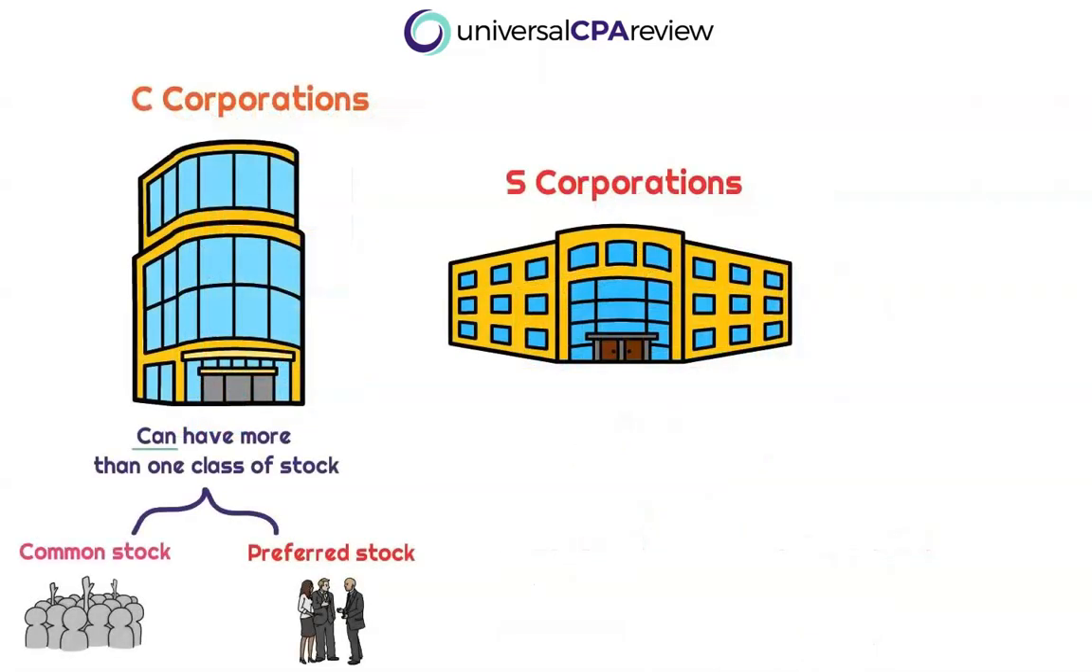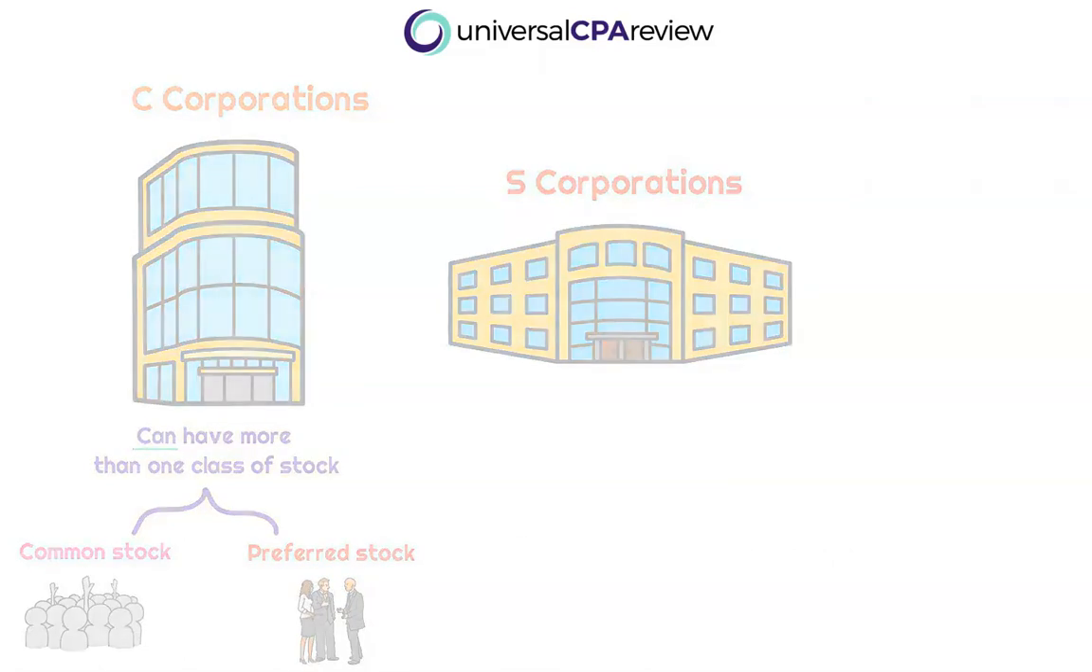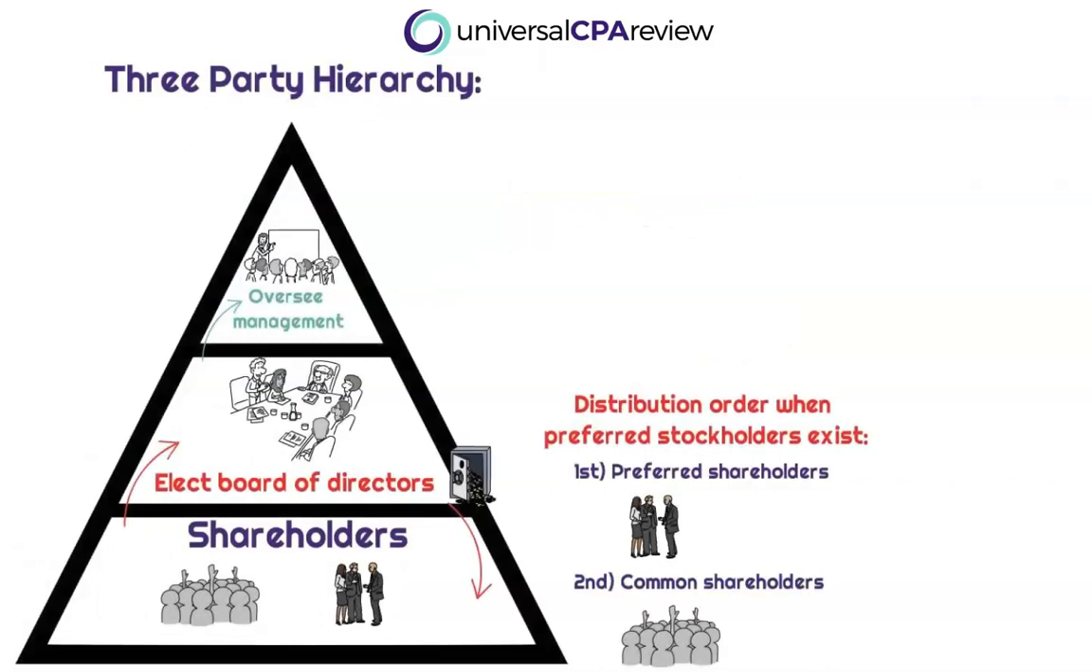So as we said, if this is a C Corp, there might be more than one class of stock. So let's say that we have both common stock and preferred stock. Preferred stockholders are those who are entitled to a dividend before common stockholders, right? They are preferred, as the name suggests.